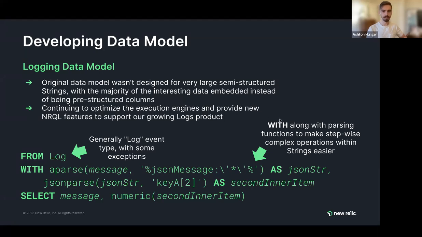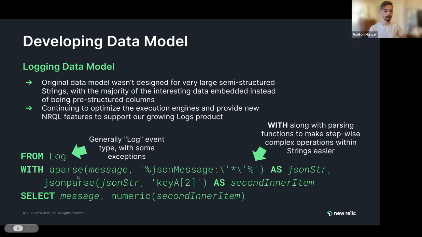And with that, we've introduced this with clause. This is very similar to, I'm trying to remember the name of it. There's something in Splunk that's like a compute row. It's basically variable binding. So this allows you to take a result and put it into a variable to then work on for the next one.